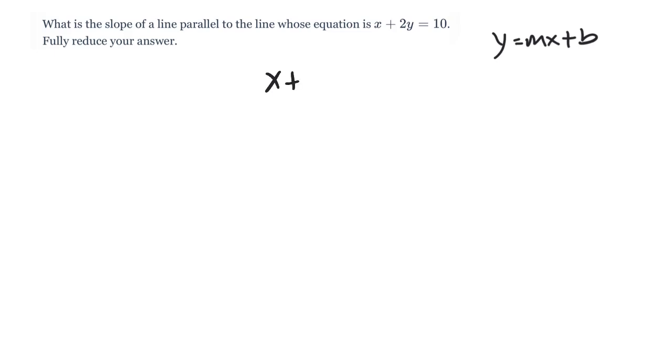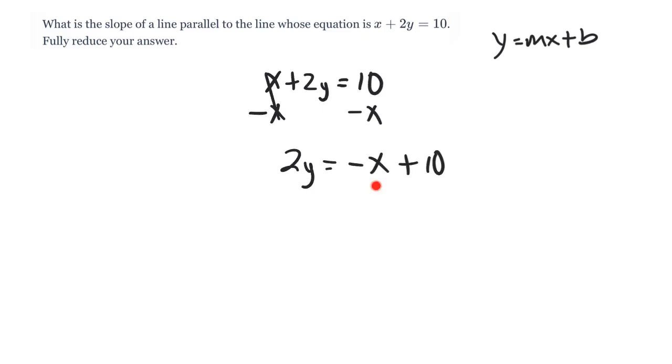So we have x plus 2y equals 10. To get in the slope-intercept form, I just got to get the y by itself. So I'm going to subtract x on each side. I'm left with 2y is equal to negative x plus 10. Again, I put the x term first because that's what it asks for in slope-intercept form. Now I can divide by 2. When I divide by 2, I have y equals. Don't forget, when I divide by 2 over here, I do each term by 2. So negative x divided by 2 and 10 divided by 2.